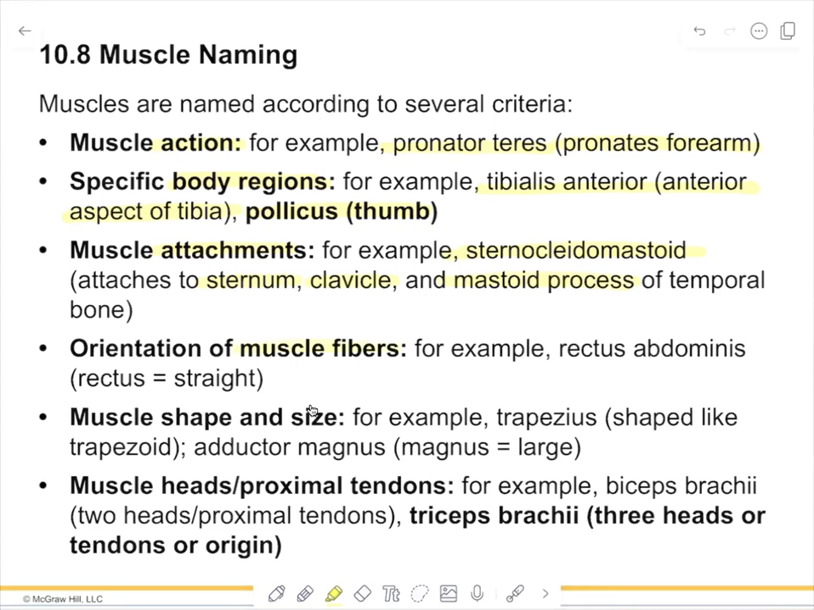Another way that we name muscles is their muscle fibers. Like the rectus abdominis, we saw that the fascicles ran in a straight line. According to the muscle shape and size, includes the trapezius muscle, which is shaped like a trapezoid, the adductor magnus, a large leg muscle. It's called magnus because it is large. Another example would be the number of proximal muscle heads or proximal tendons. So the biceps brachii has 2 heads and proximal tendons, whereas the triceps brachii, as you could probably guess, has 3 heads or tendons or origins.